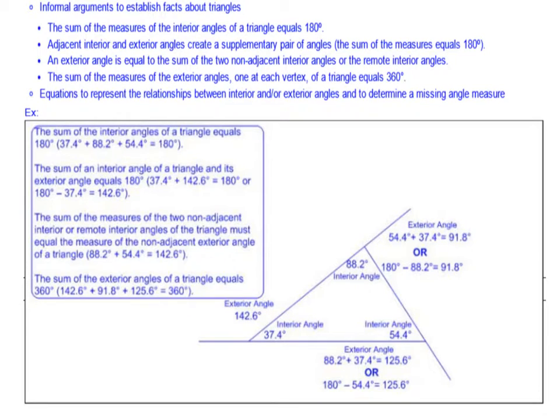Now, the sum of the exterior angles of a triangle equals 360 degrees. So if we have 142.6, that's an exterior angle, 91.8 is an exterior angle, and 125.6, they must equal 360. Totally different from the interior, which must equal 180. The exterior angles of a triangle equal 360.